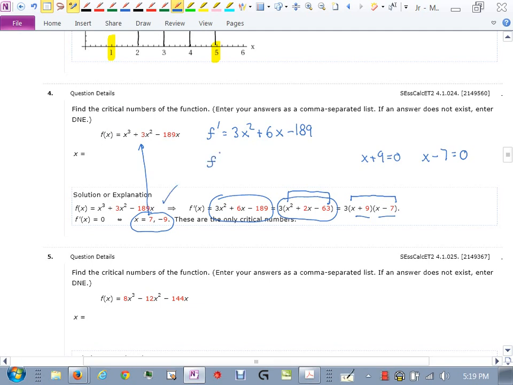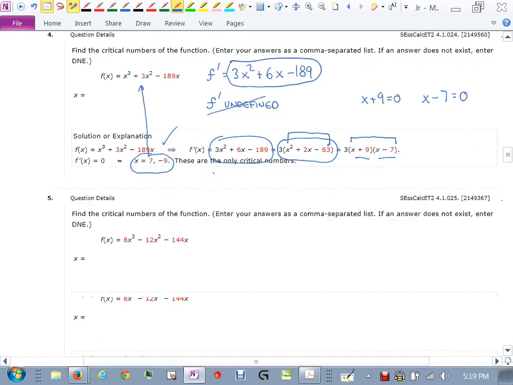Also, we have to look at where the derivative may not be defined, so where it's undefined. But in this case, the derivative is a polynomial. Polynomials are defined everywhere, so we don't have to concern ourselves with that.